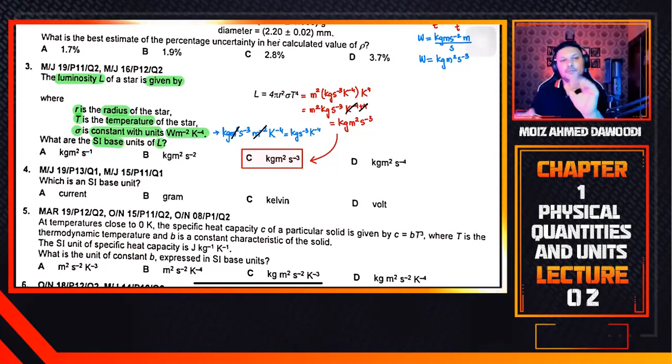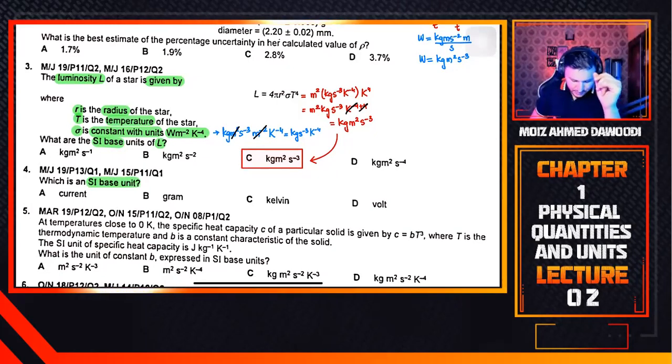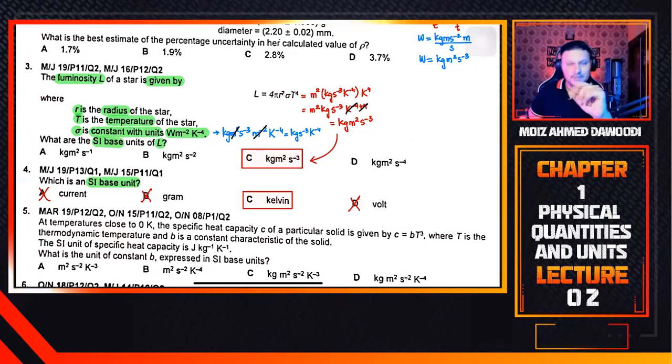Now see, a complex question came. Now see how easy the next question is. Which is an SI base unit? Current. It's not a unit, it's a quantity. Gram. It's not a base unit. Kelvin. It's a base unit of temperature. Yes, it is. And volt. It's not a base unit. So this is how. It was a very easy question. We saw a difficult one and an easy one too.